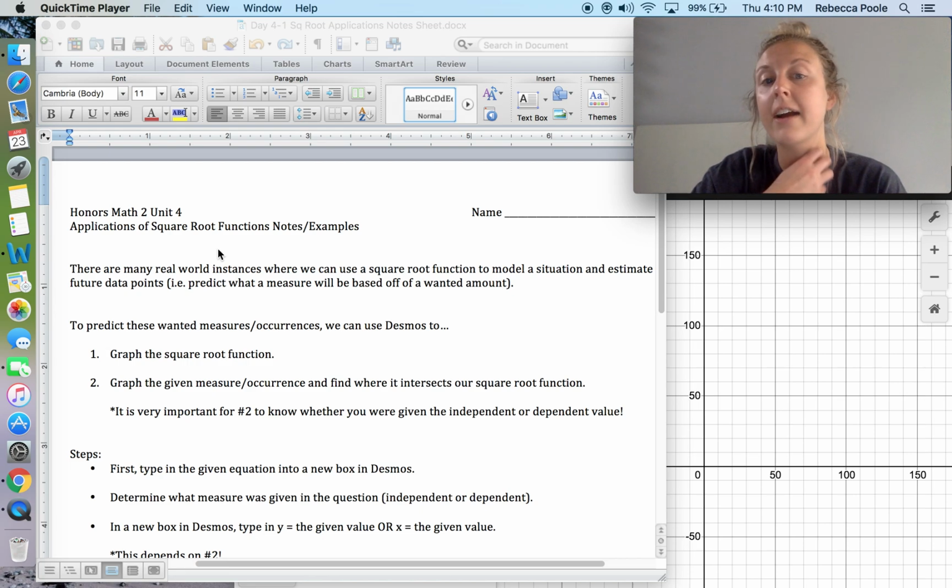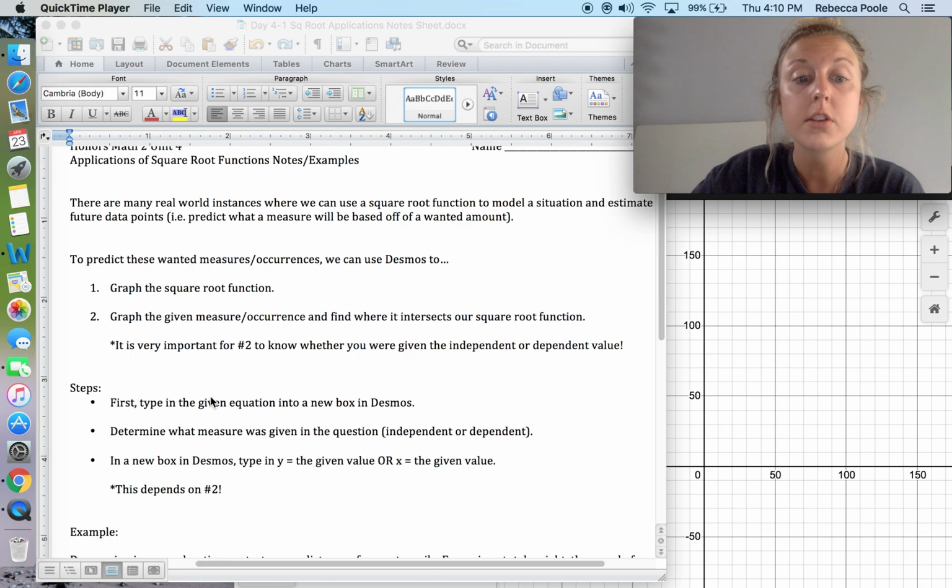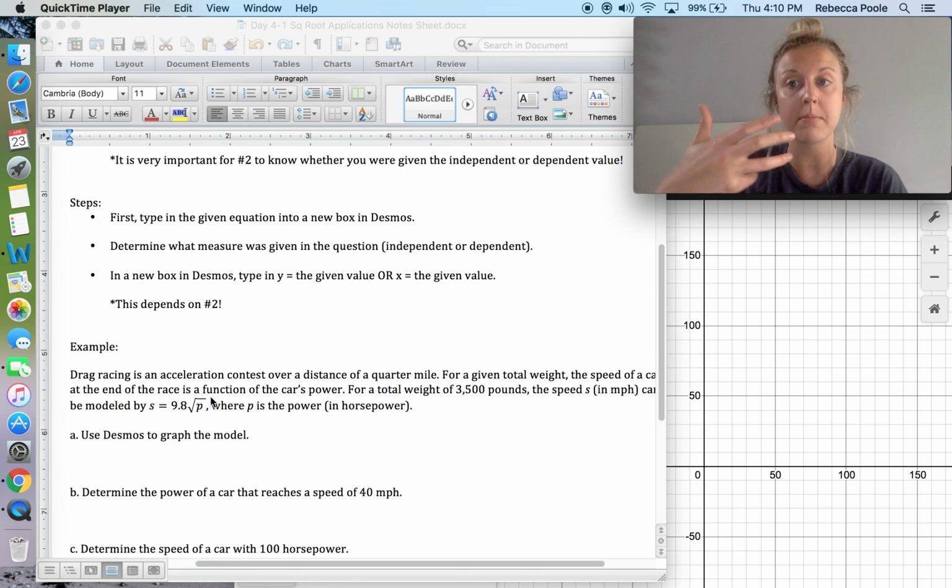I'm not going to actually go over the notes with you. You should have already printed these off or copied them, and they should be labeled as page or section 3 under unit 4. So let's look at the steps really quick, and then I'm going to go through the example step by step with y'all, okay?